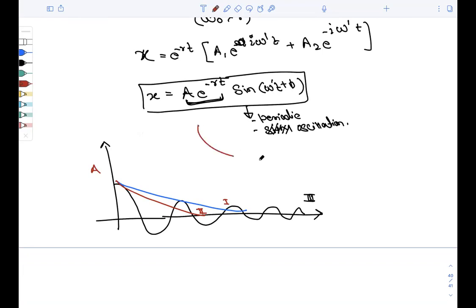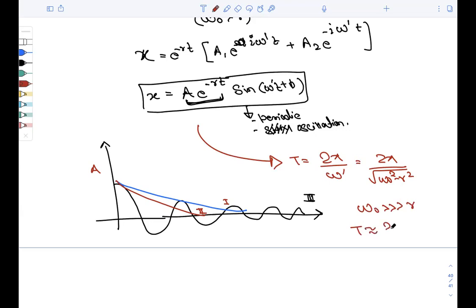Also, one more thing you need to find is the time period. Time period T is simply 2 pi by omega dash. This is the new time period, and omega dash we know is the square root of omega naught square minus gamma square. When omega naught is much greater than gamma, you can ignore gamma, and T will be equal to 2 pi by omega naught, which is equal to T naught, the earlier time period. You should write this statement in your conclusion.